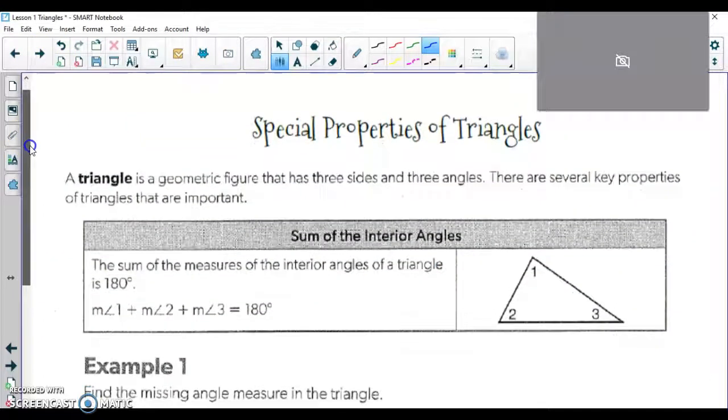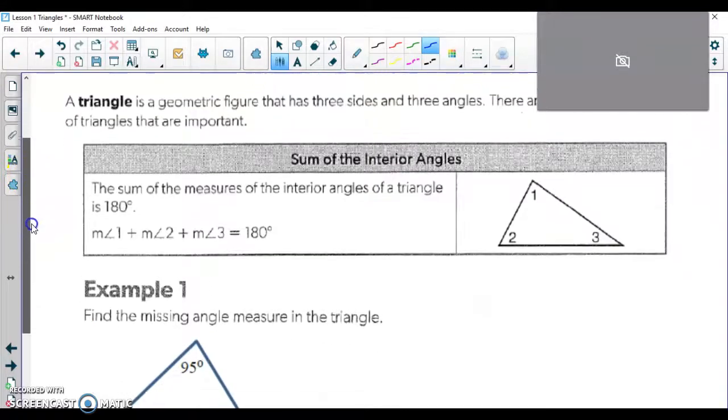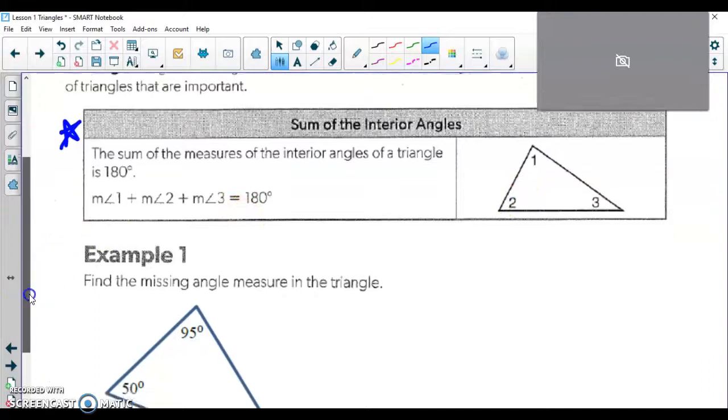On the next page, we're going to talk about a couple special properties of triangles. Some of these things we've kind of mentioned before, and one of them is going to be brand new for you. The triangle is a geometric figure that has 3 sides and 3 angles. There are several key properties of triangles that are important. The first one here is telling you that if we add up all the angles inside, we call them interior angles because they're inside the triangle, you're going to get 180 degrees.